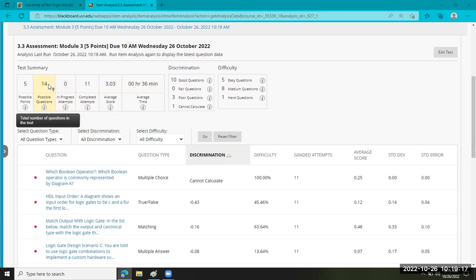There were 14 questions, right? So they'd be worth larger point values. In terms of difficulty rating, 5 were considered easy, 1 was considered hard, and 8 were considered medium difficulty questions, which is a pretty decent mix. There were some that students all answered correctly or incorrectly in the same manner, so they were flagged as poor or cannot calculate questions in terms of student discrimination.